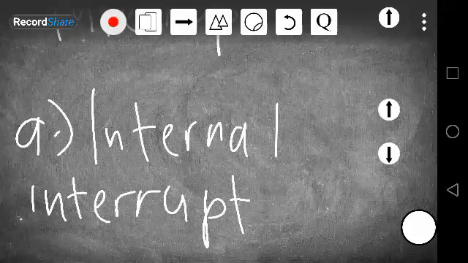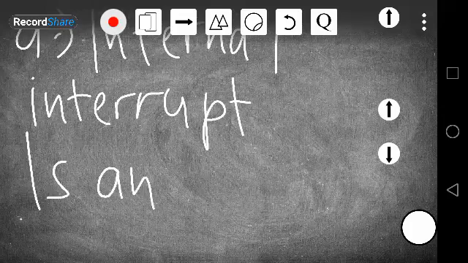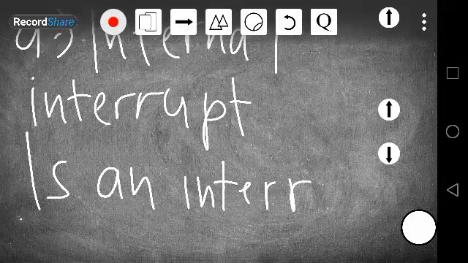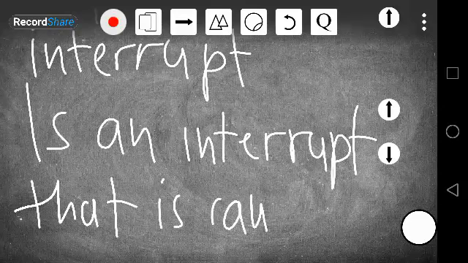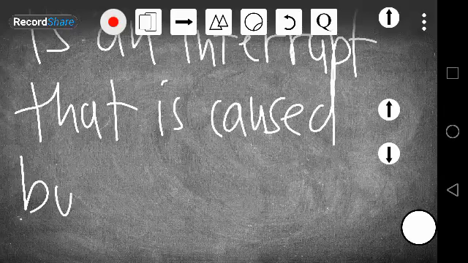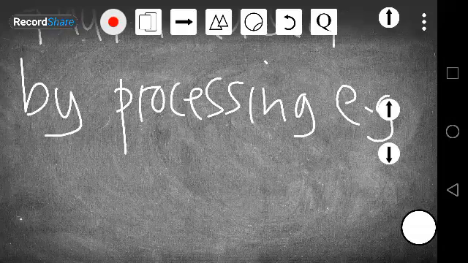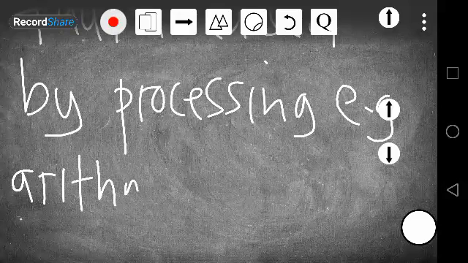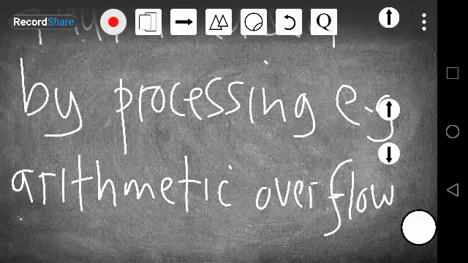Now, what is an internal interrupt? So we are saying an internal interrupt is an interrupt that is caused by processing, for example, arithmetic overflow error.